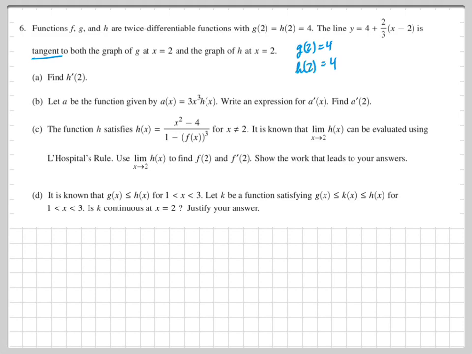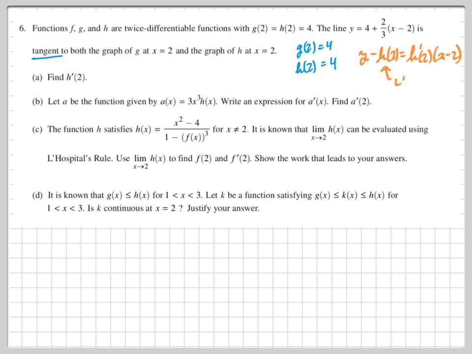Let's look at the first problem. The first problem says find h prime of 2. Well, we don't know what h is, so we can't take the derivative of it. But we do know this tangent line, and tangent lines tell us what the slope is and what the y value is at a point. So here, let me write this out. y minus h of 2 equals h prime of 2 times x minus 2. This is pretty much what is up here.